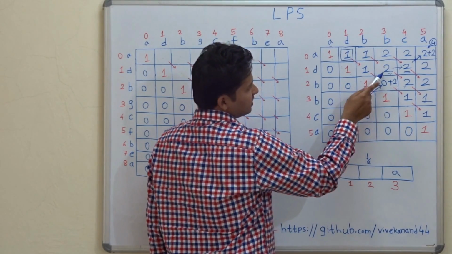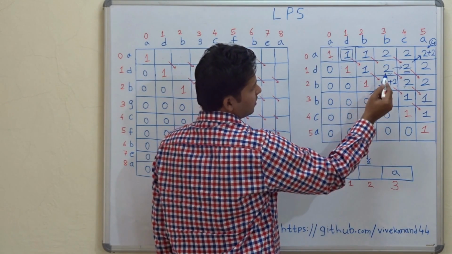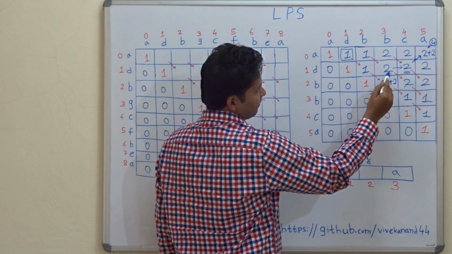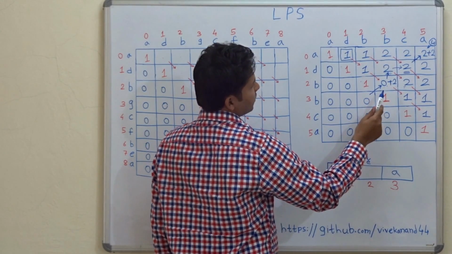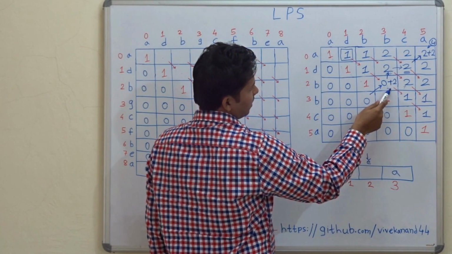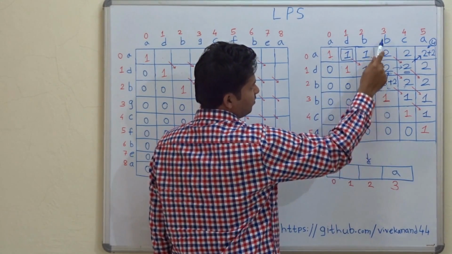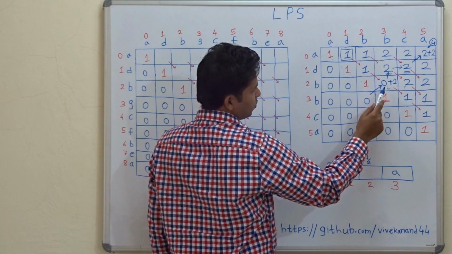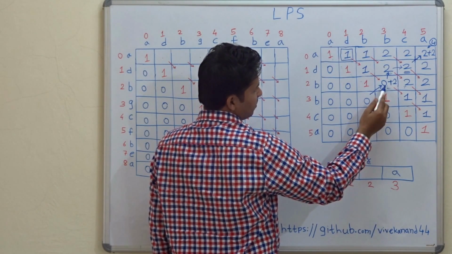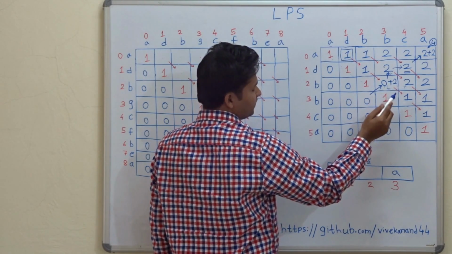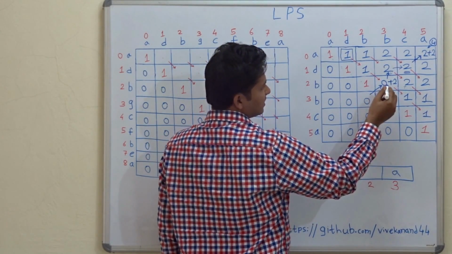Now from where this 2 came? This 2 came from max of 1 and 2. So it came from this cell. So I have made a vertical arrow. Now from where this 2 came? So this 2 came because B and B were matching. So we made a diagonal arrow and we added 0 and 2. So this is a diagonal arrow which points in this cell.